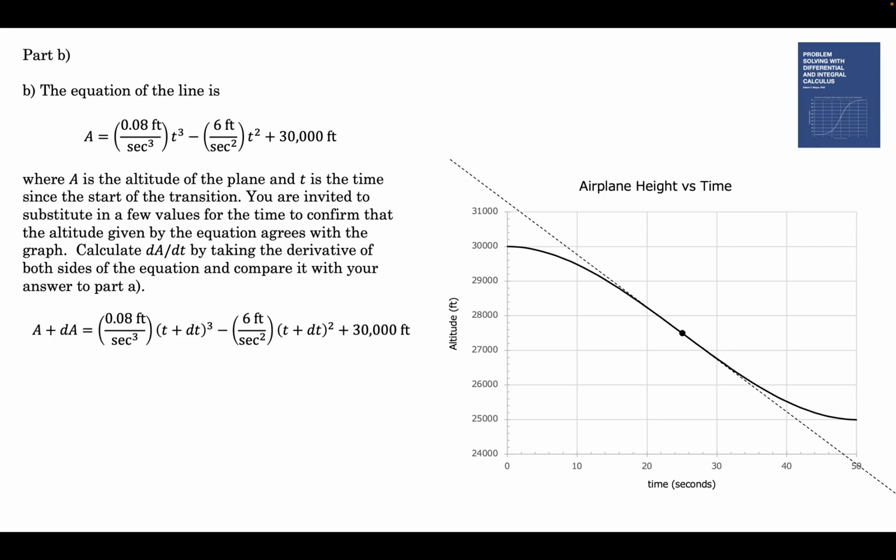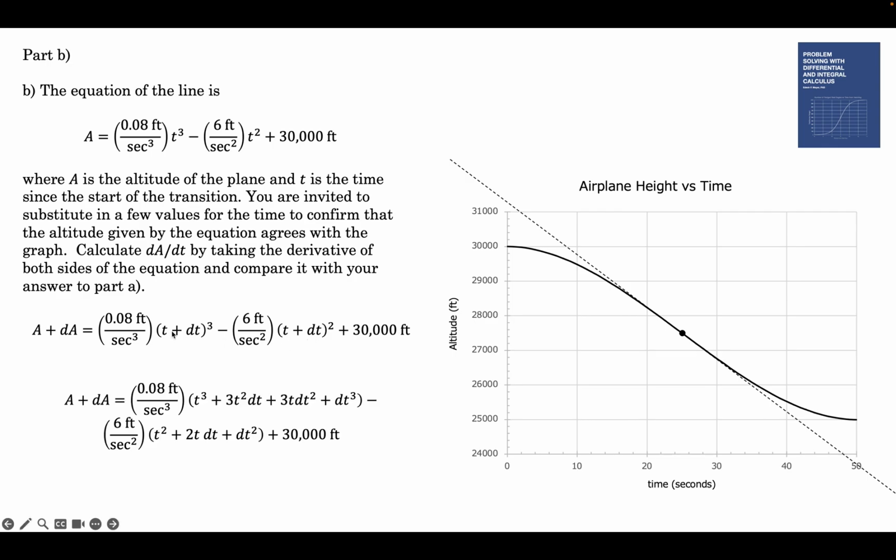So now part B, we're going to take the derivative. So for t in the normal equation, we're going to plug in t plus dt, and as a result, the altitude is going to change by dA. So we're going to start by cubing that, squaring that. It's going to be big. 2 lines. A plus dA is this whole thing.